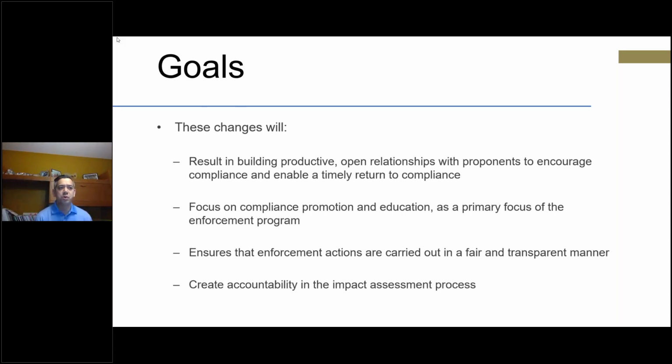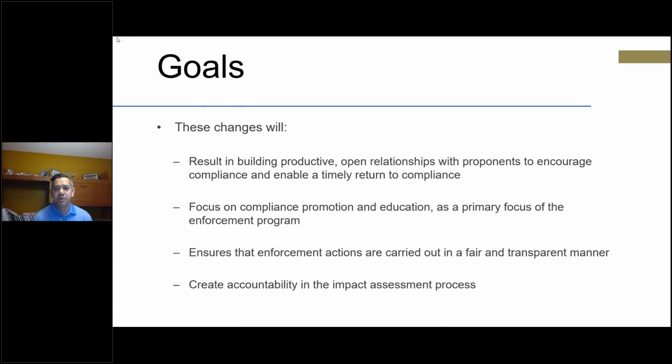Ultimately, what we hope this will accomplish includes productive relationships with proponents where they feel they have a thorough understanding of their requirements and commitments, and are therefore more open to meeting with the agency and engaging in our process. As I'm sure you'd all agree, having a willing proponent makes a huge difference. It also ensures a focus on compliance, promotion, and education, as opposed to just taking enforcement actions. Our primary goal is bringing proponents back into compliance and to stop whatever impact may be happening.